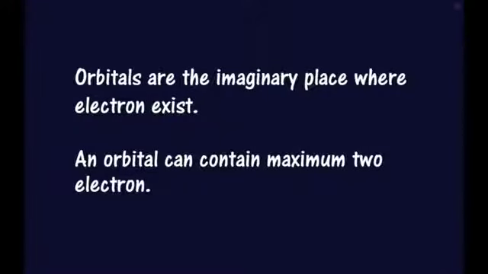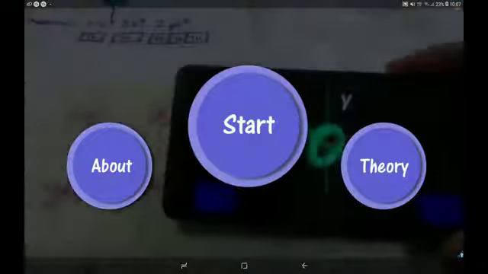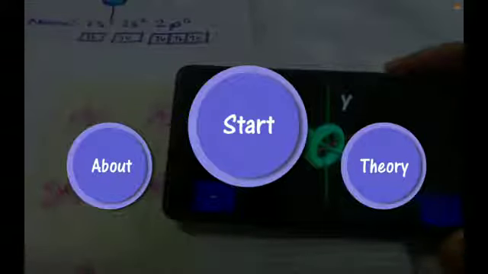Now, orbitals are the imaginary 3D space where electrons exist, and an orbital can contain a maximum of 2 electrons. People have different kinds of confusions regarding how exactly orbitals look, and whether the orbitals overlap with each other. For example, for a 2s electron and 2p electrons, is there any region where there is a common probability of finding them both?